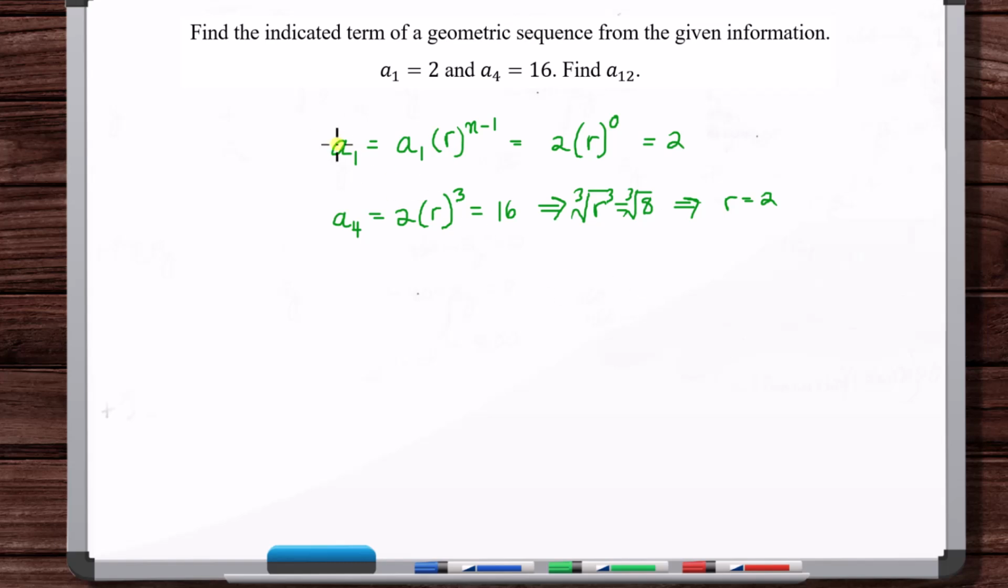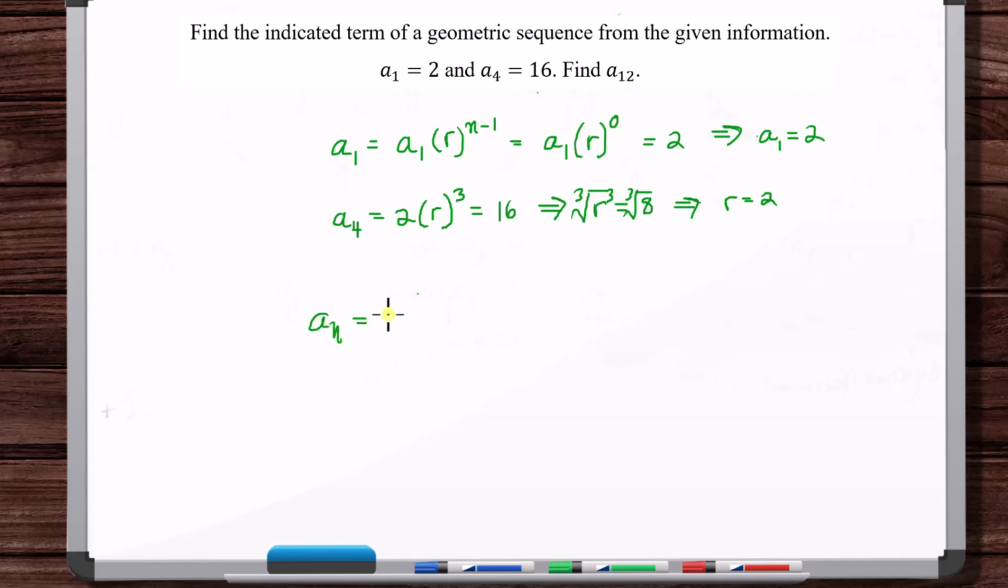I mean, they gave us the a1, but you're kind of solving for a1. You could have left this as a1, but they already gave us the a1. So, what do we know now?